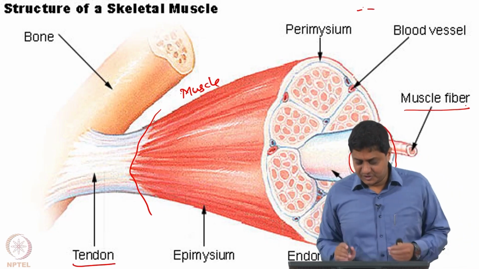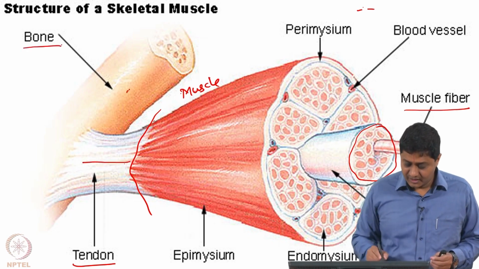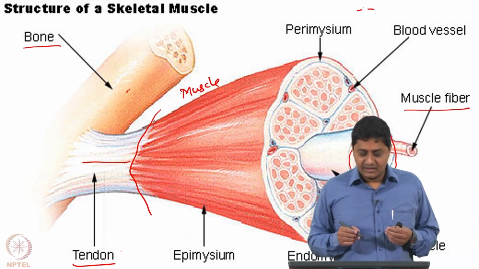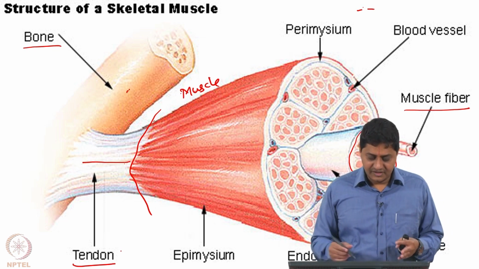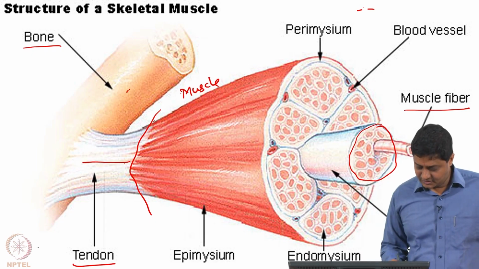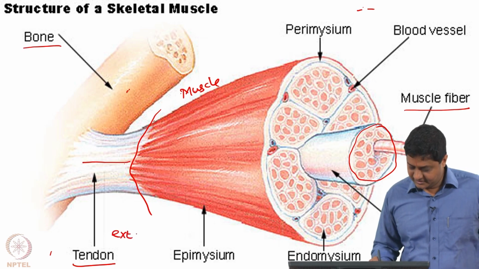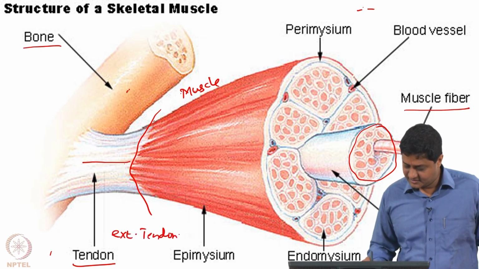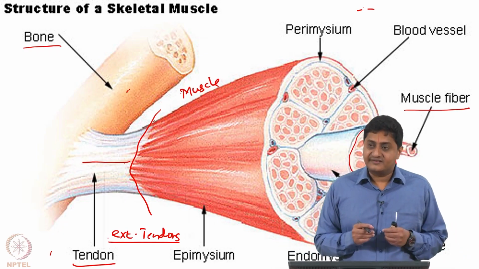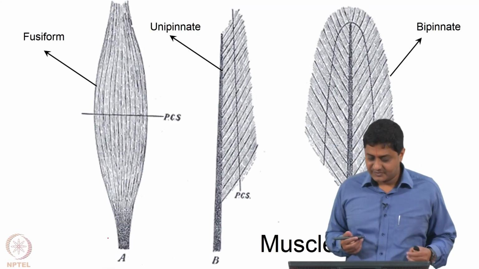Now, if some force is produced by this muscle, it is going to be transmitted to the bone via this tendon. This is a simple case in which the muscle converges into the tendon that is attaching to the bone. This kind of tendon is also called an external tendon. The case where the tendon attaches to the bone is called an external tendon, but there may be other cases. What are the other cases? Let us take a look at those.